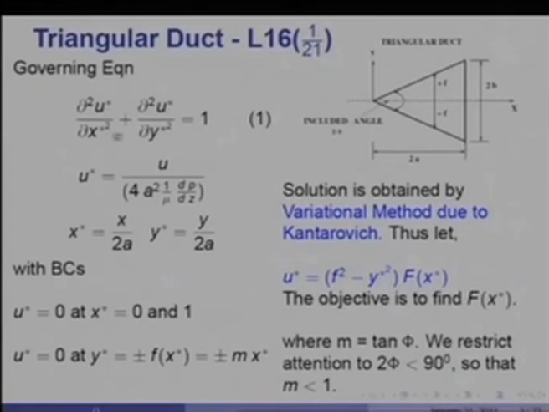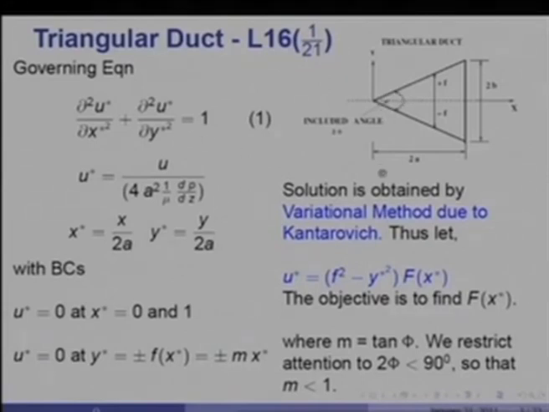Of course, this is a Poisson's equation with the right hand side equal to constant, but notice that the boundary conditions are given at x star equal to 0, which is the apex itself, and x star equal to 1, which is the base, and u star is also equal to 0 where y is equal to plus minus f of x, and that f is a function of x itself. So, we have a boundary now which does not have a constant y, but a y which is a function of x, and in this case a linear one with m equal to tan phi. This angle is 2 phi. So, phi is the half angle.